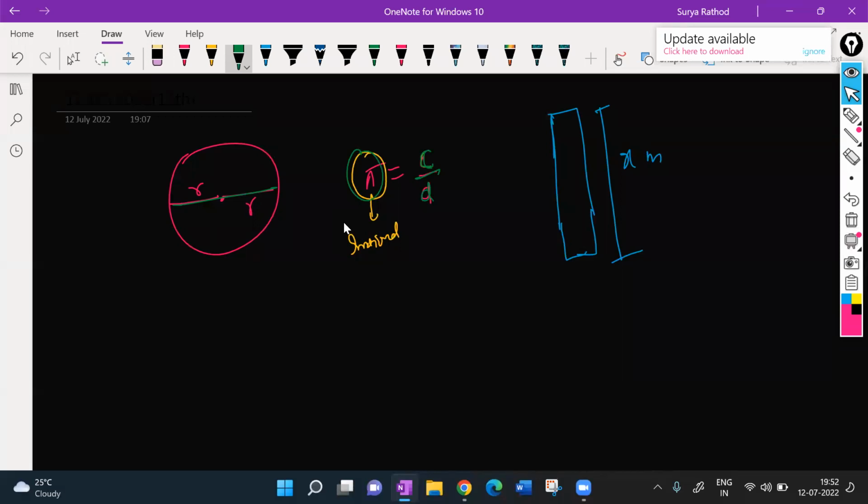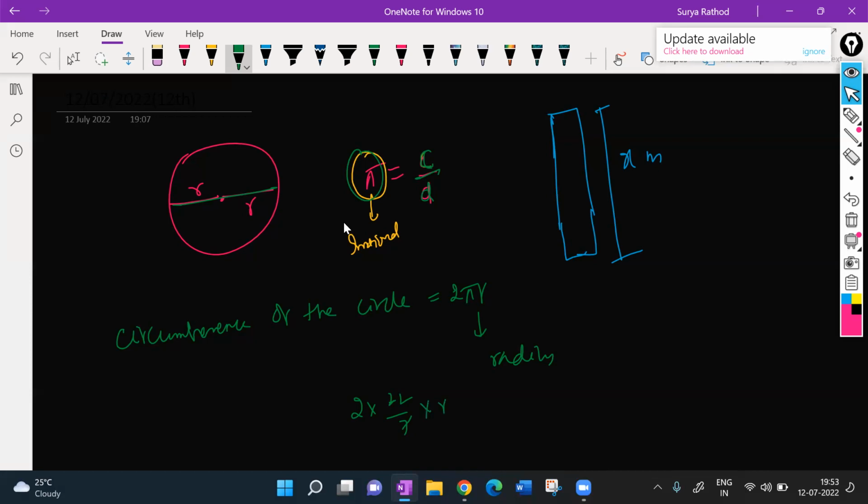Basically, what do you mean by circumference? As you told, the perimeter of the circle. We should know the perimeter formula. What is the circumference of a circle? 2 pi r. Circumference of the circle is equal to 2 pi r. What is r here? Basically the radius. So 2 into 22 by 7 into r.